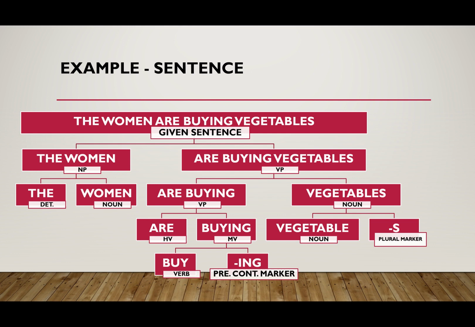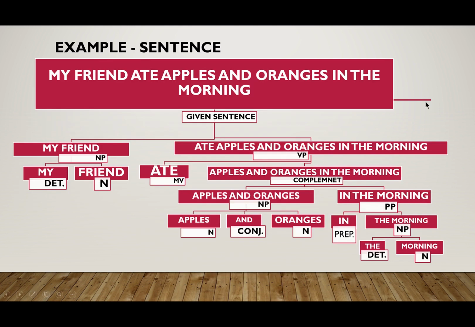Now we move on to analyze a little longer sentence. My friend ate apples and oranges in the morning. It's the given sentence. Okay, now we split that, like the previous sentence, into two parts: the words preceding the verb, for your understanding, and the words along with the verb. Okay, so my friend and ate apples and oranges in the morning. Now my friend is an NP, that's noun phrase. Ate apples and oranges in the morning will be labeled as VP, that is verb phrase.